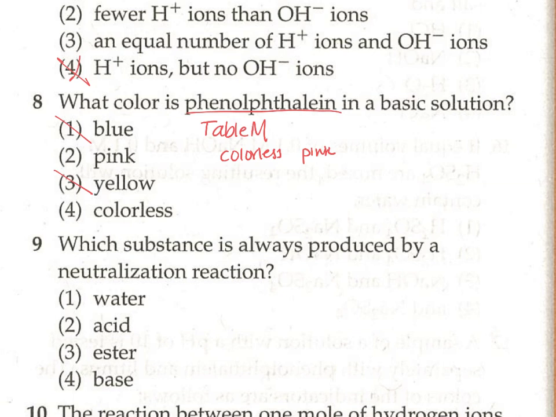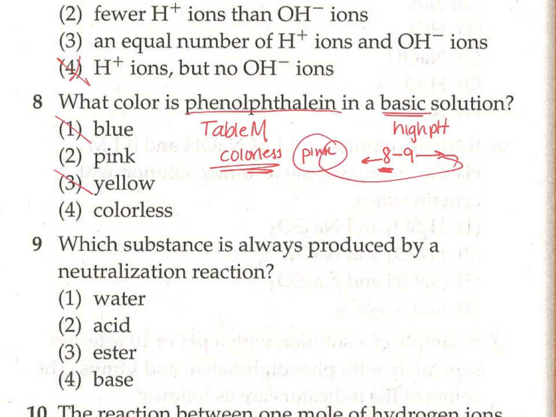Okay, so in a base solution, bases have high pH. So if you go to reference table M, you would see that the color change for phenolphthalein is around 8 to 9. It's approximately that. So anything less than 8, phenolphthalein will be colorless, and any pH that's higher than 9, phenolphthalein will be pink. So because bases have high pHs, we would have a pink color.